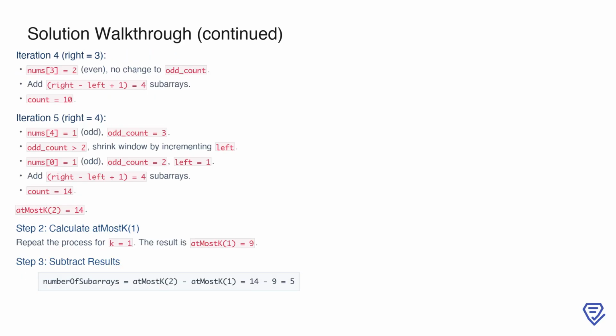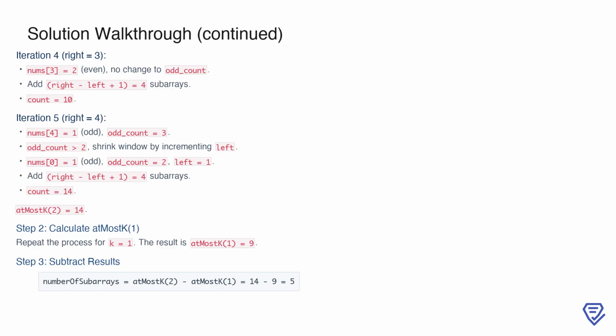In the fourth iteration of at most k, 2, nums[3] is 2, an even number, so odd_count remains 2. We include 4 subarrays: [1,2,1,2], [2,1,2], [1,2], and [2], bringing the count to 10.